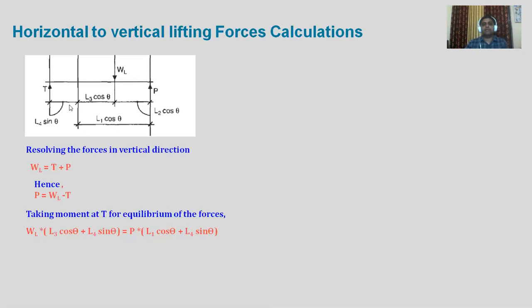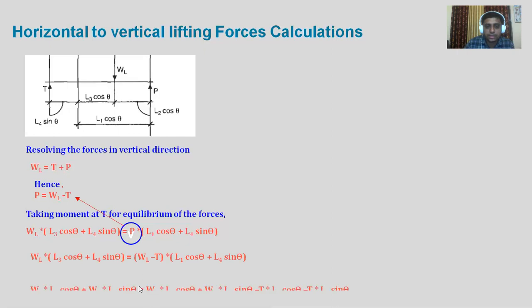So under equilibrium of the forces, the moment caused by WL and the moment caused by P will have the same value. That's why they both have been equated. So WL into L3 cos theta plus L4 sin theta. Let's solve this. P is nothing but what? P is WL minus T. The value of P we can replace with WL minus T. So instead of P, we will be using WL minus T. And let's solve this bracket.